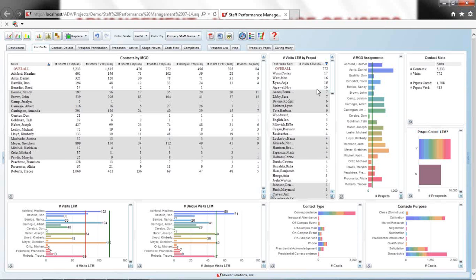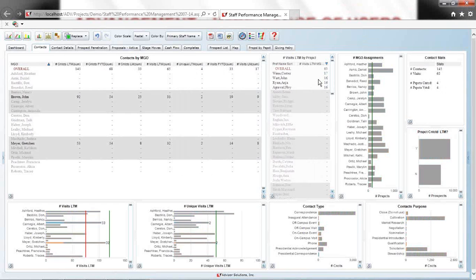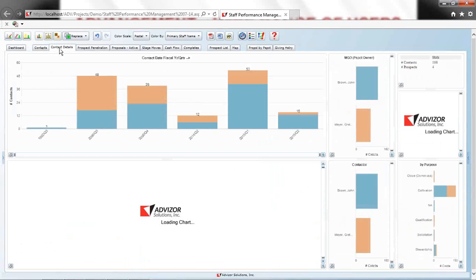If you focus on visits, these people have been visited 16, 16, 16, and 17 times in the last 12 months. That's a lot. It's more than once a month. It's like once and a half a month. Who's doing this? Well, John Brown's got 2 of them and has done 33 of these visits, and Gretchen's got 2 of them and has done 32 of these visits. Wow. Let's get rid of everybody else and go to the next page, the contact details.